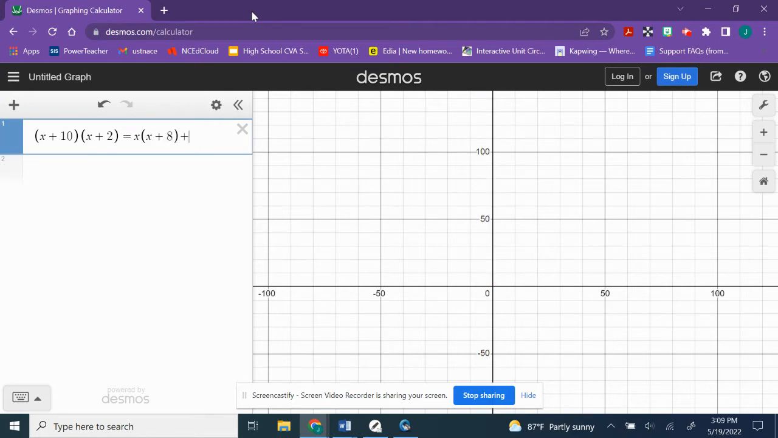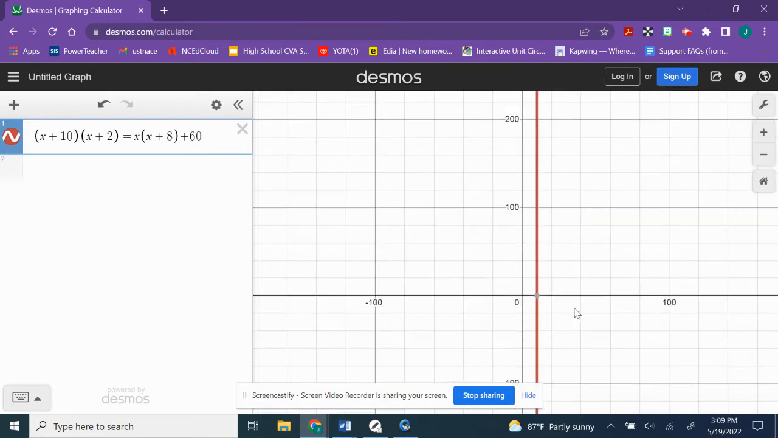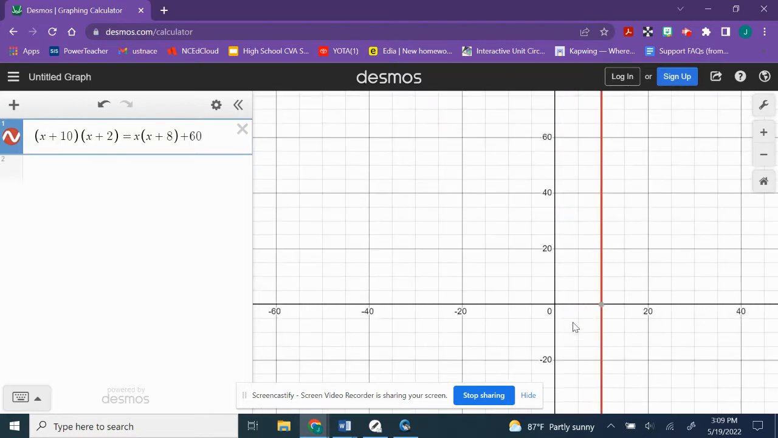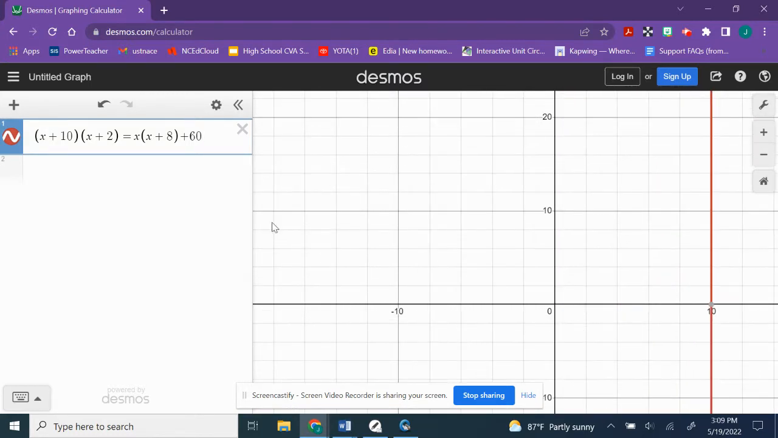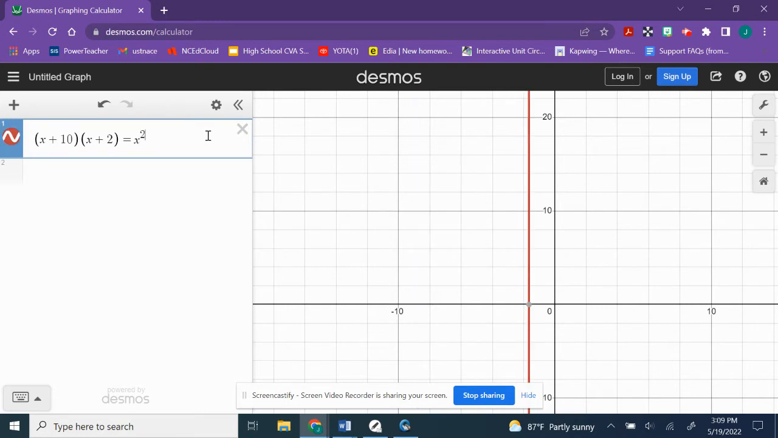And then we're adding 60 to it as well. If we add 60 to it as well, maybe this isn't going to work. x plus 10, x plus 2 equals x squared plus 8x plus 60. I'm actually kind of glad this doesn't work because that was going to be pretty wild if you were going to be able to get away with that. So x squared plus 8x plus 60.